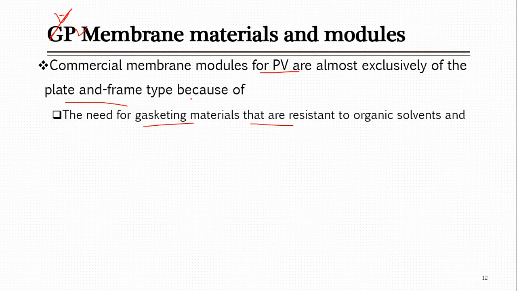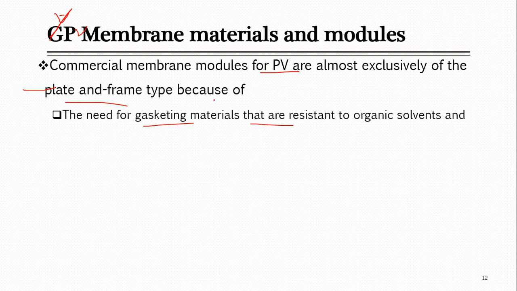From the start, when we looked at these various modules, hollow fiber, spiral wound, and plate and frame: in plate and frame, there are the plates, and inside that these membranes are in the form of a frame, so you can easily gasket those, you can easily apply those gasketing materials, and due to this, these are preferred, like plate and frame.